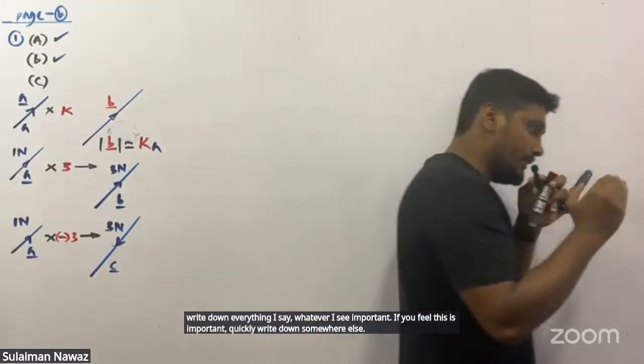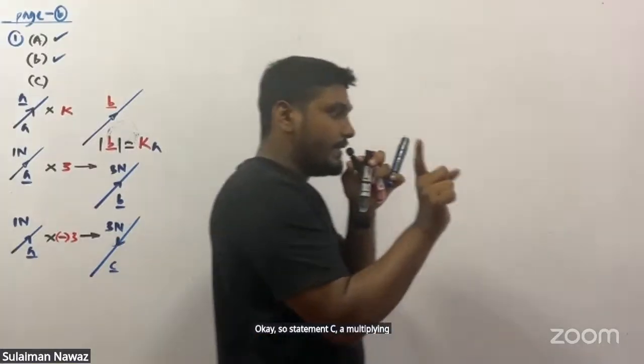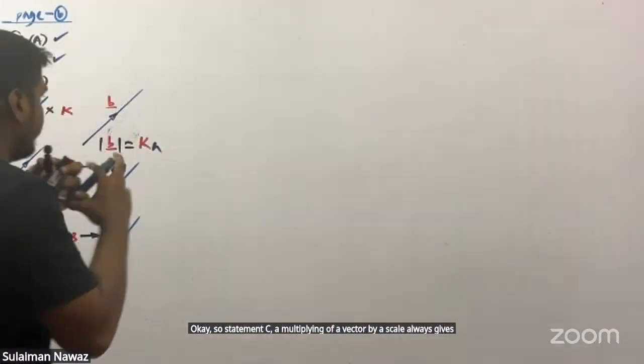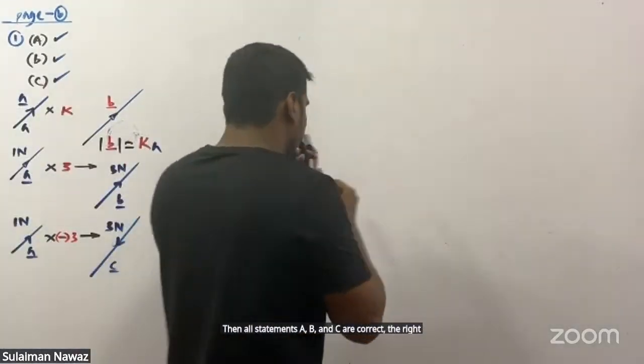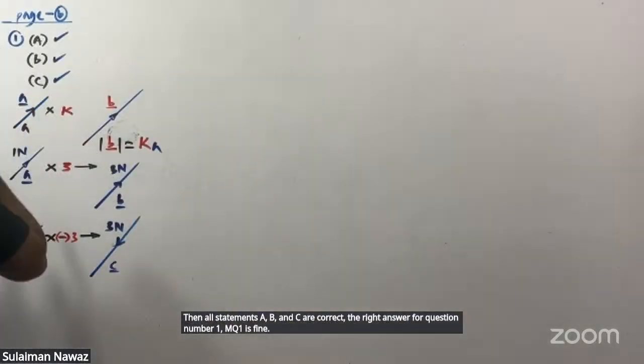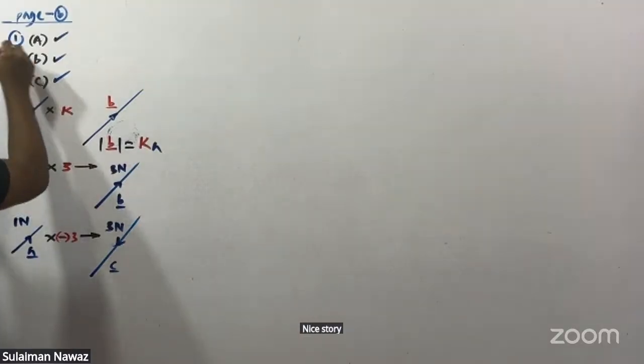So statement C: multiplying a vector by a scalar always gives a vector. That's correct. Then all statements A, B, and C are correct. The right answer for question number 1, MCQ 1, is 5. Nice story.